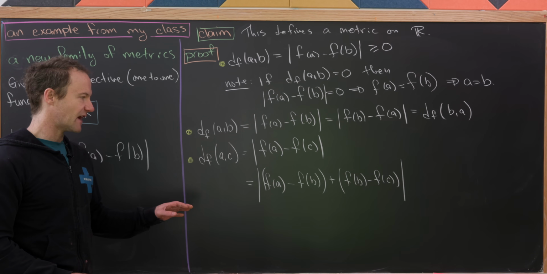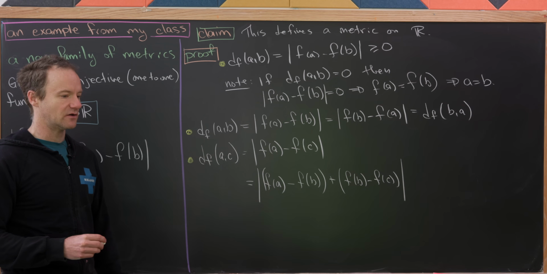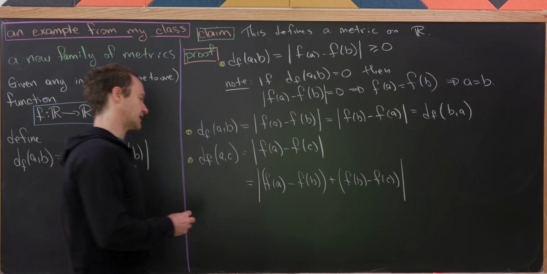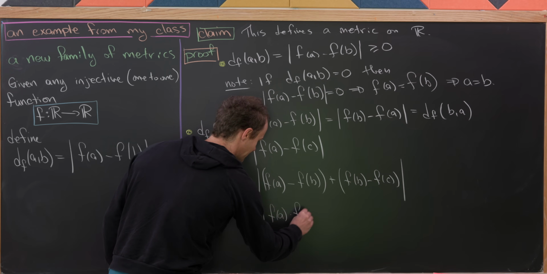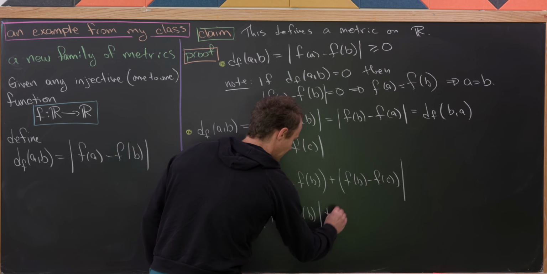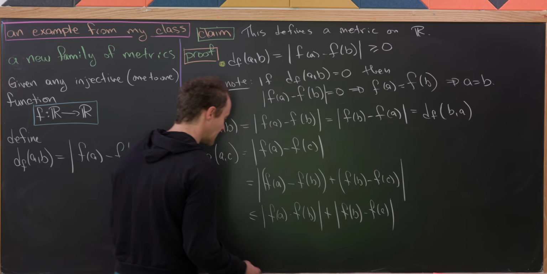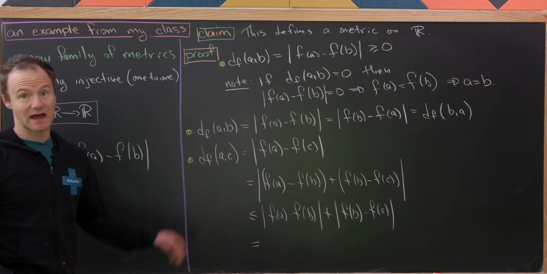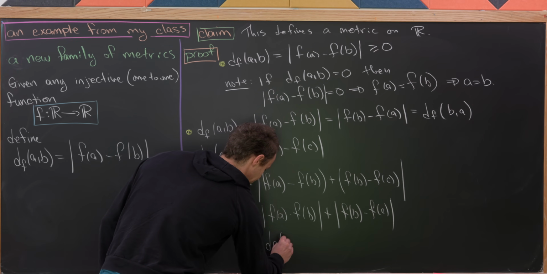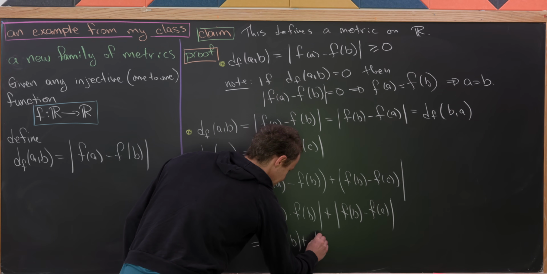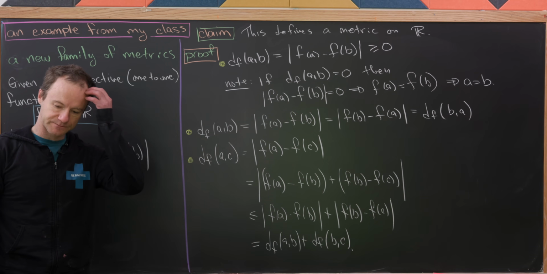And now we're going to use the fact that the absolute value function indeed is a metric itself. And so it satisfies the triangle inequality. That allows us to split this up into the absolute value of f of a minus f of b plus the absolute value of f of b minus f of c. And now we're essentially done. We can just write down what those are in terms of our d sub f function. So this is d sub f of ab plus d sub f of bc, as needed for that triangle inequality.